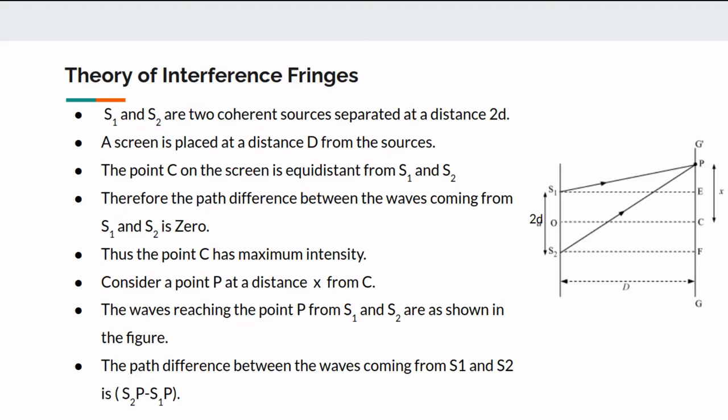These two coherent sources are very near to each other. The distance between the two coherent sources is 2 small d. Then a screen is placed in front of the two pinholes, at a distance capital D from the sources.